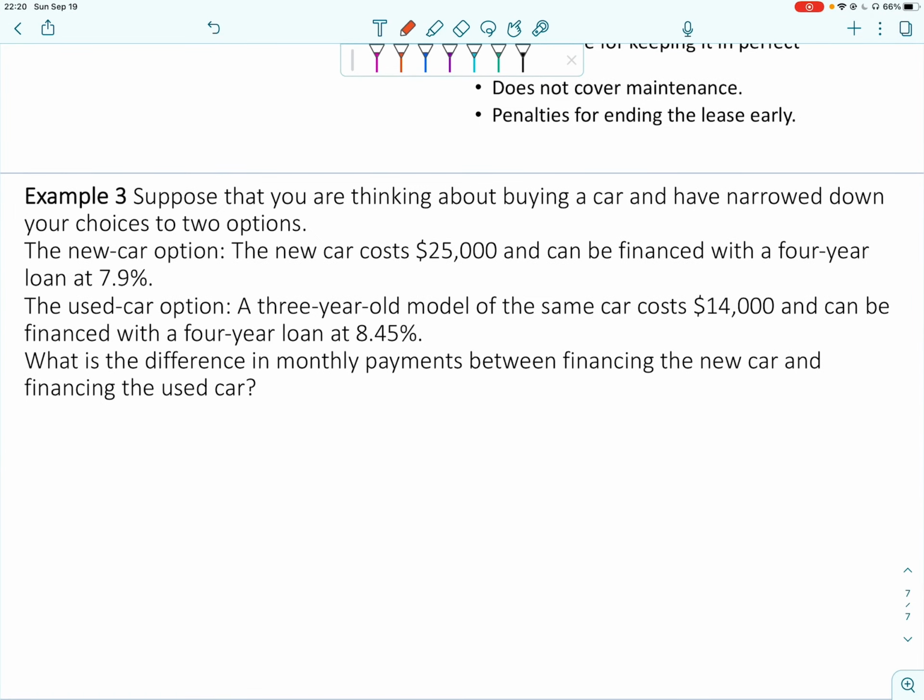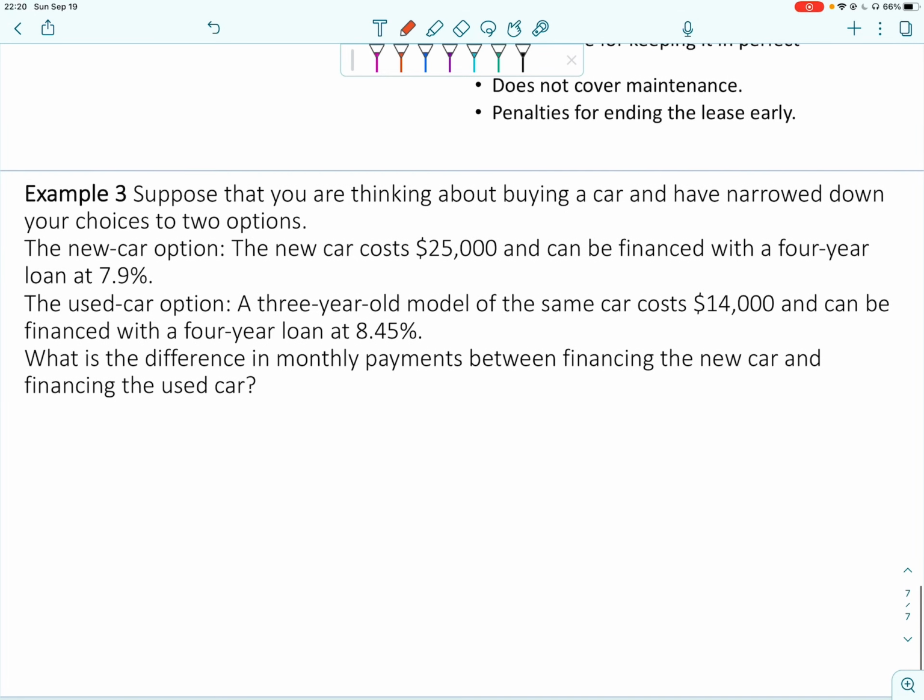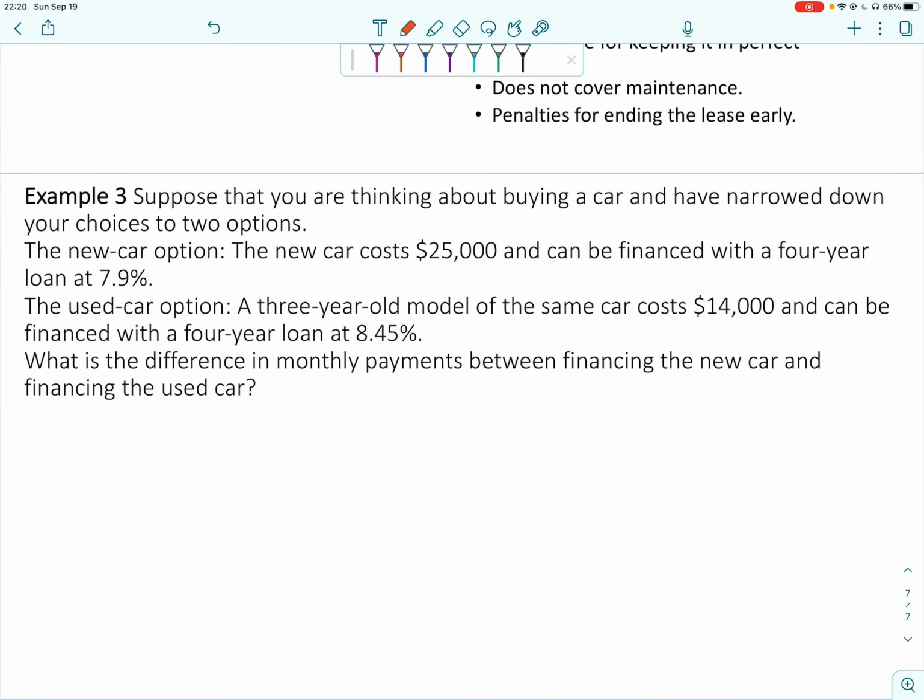So one more example, just one more bit of practice with that payment formula specifically. You're looking at two different cars and you've narrowed down the choices to two options. There's a new car that costs $25,000. You can finance it with a 4-year loan at 7.9%. Or there's a 3-year-old model of the same car for $14,000. You can also get it with a 4-year loan, but the interest rate is 8.45%. What is the difference in monthly payments between financing the new car and the used car? We're just looking at the monthly payment between the two cars.